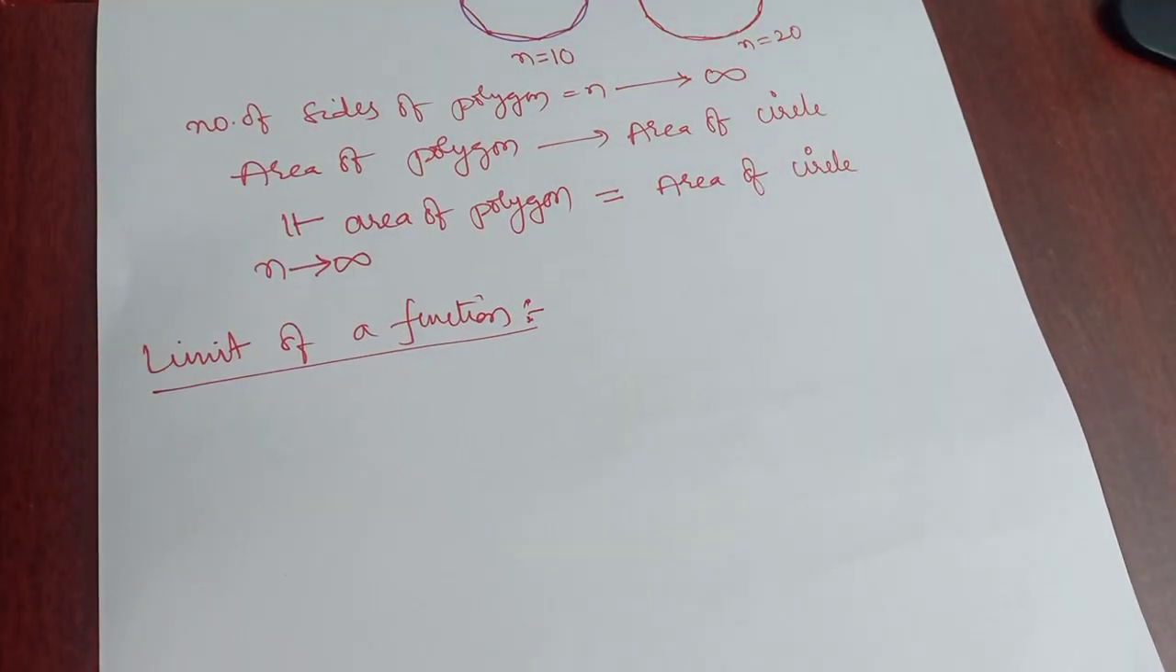So what is the limit of a function? Observing the tendency of the function when x approaches a particular value from left or right is called the limit of a function. Now, what is the meaning of observing the tendency of the function f of x when x approaches a particular value from left or right?